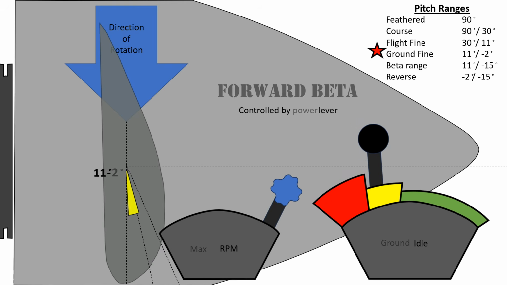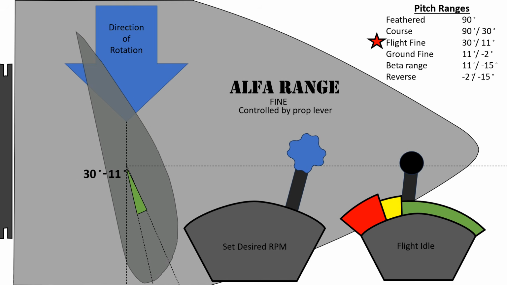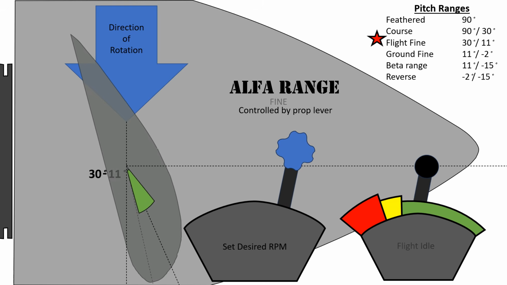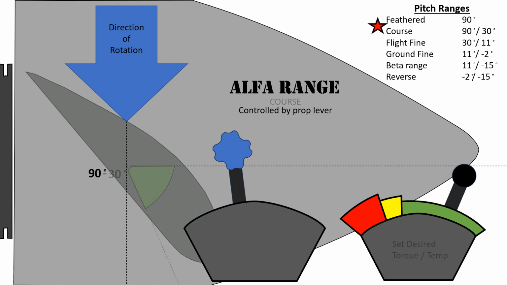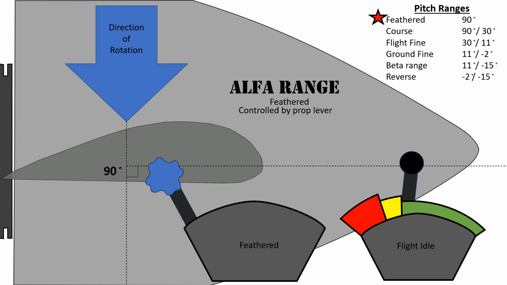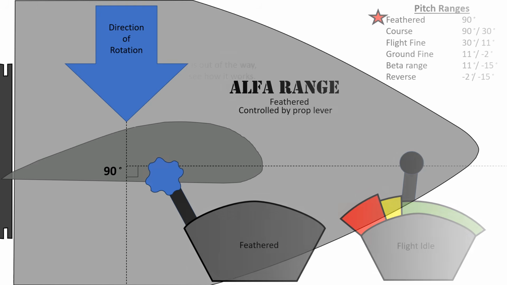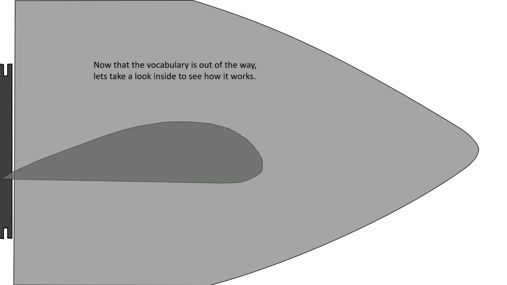The alpha range, or flight fine, is controlled by the prop lever and consists of the range between 30 to 11 degrees. The alpha range in the coarse setting is controlled by the prop lever and comprises the ranges between 90 to 30 degrees. And the full coarse pitch in the alpha range is considered feathered. Now that the vocabulary is out of the way, let's take a look inside to see how this works.